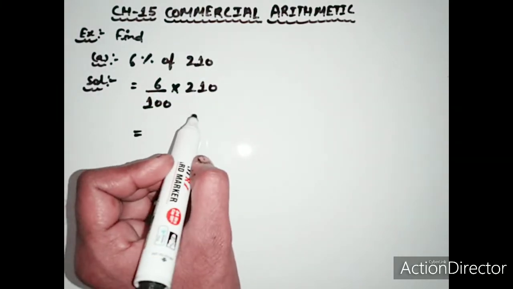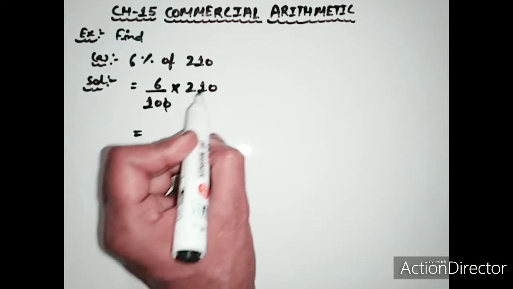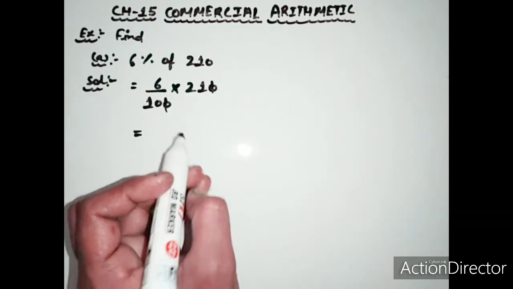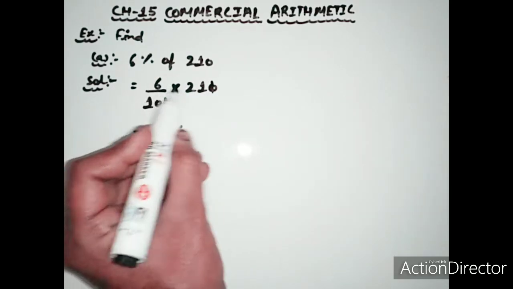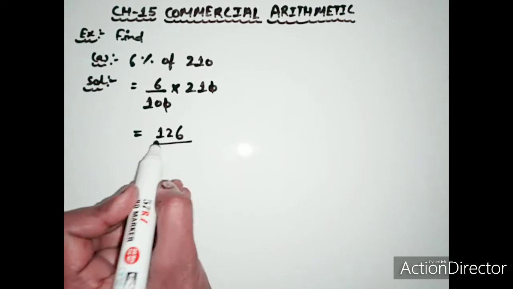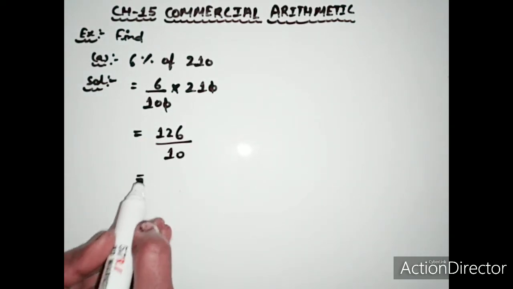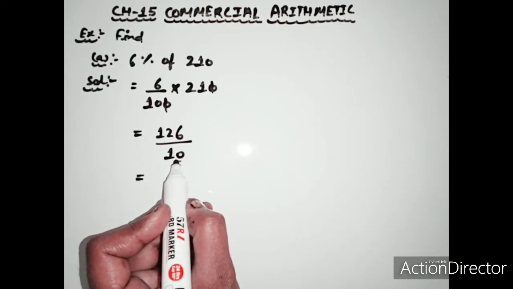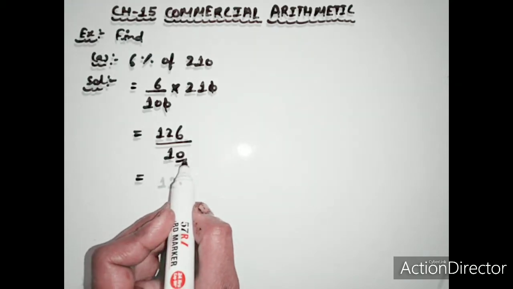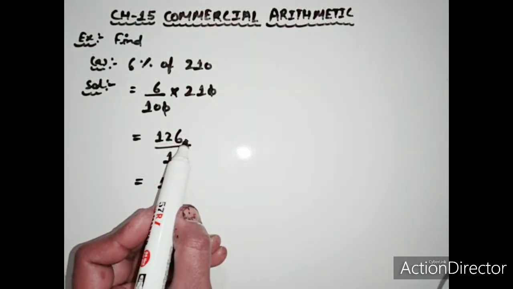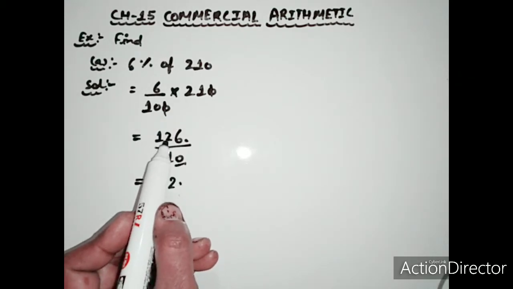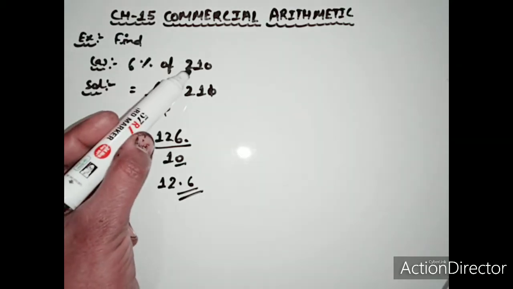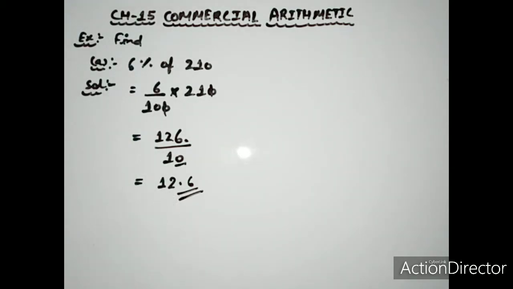Now here 0 cancel out by 0. Now we multiply 6 by 21. 6 1s are 6 and 6 2s are 12. 126 upon 10. And here in the denominator only we have 1 0. So here decimal shift to the left hand side in one place. So we write 12.6. So here 6% of 210 is 12.6.